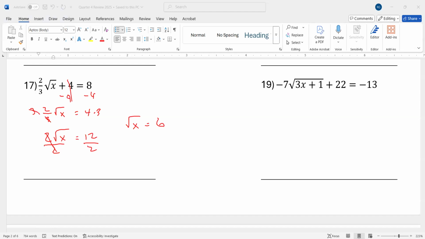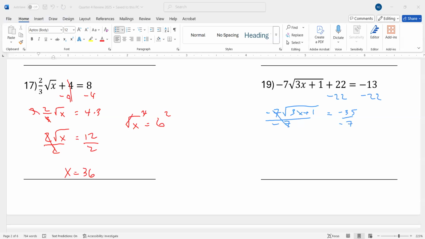Well, how do I get rid of the radical? Square both sides. So I get x equals 6 squared, which is 36. Okay. Last one for this video. Gotta get rid of the negative 7 and the 22. So I'm going to start by subtracting 22. Negative 13 minus 22 is negative 35. Negative 7 is being multiplied, so I'm going to divide it.